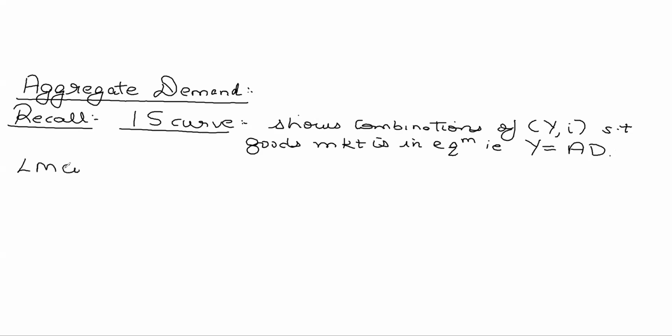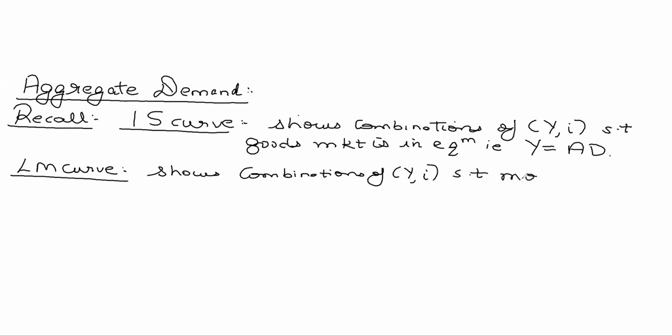The LM curve shows the combinations of Y and I such that the money market is in equilibrium. When I say money market is in equilibrium, what does that mean? That means supply of real money balances M by P is equal to demand of real money balances, which is KY minus HI.